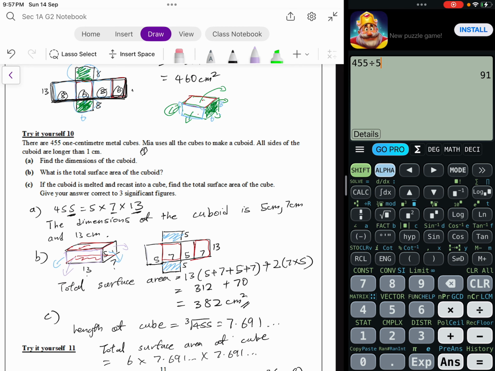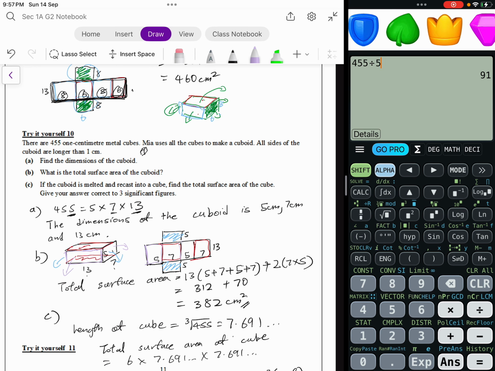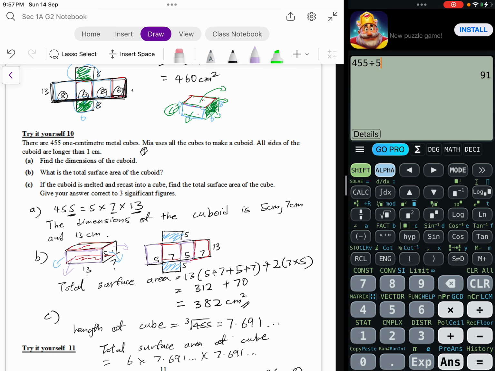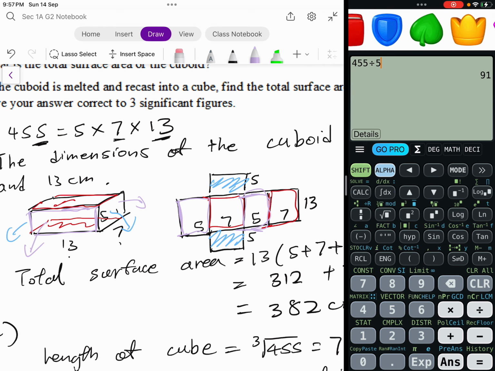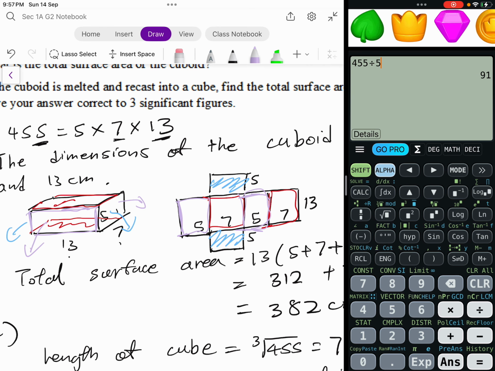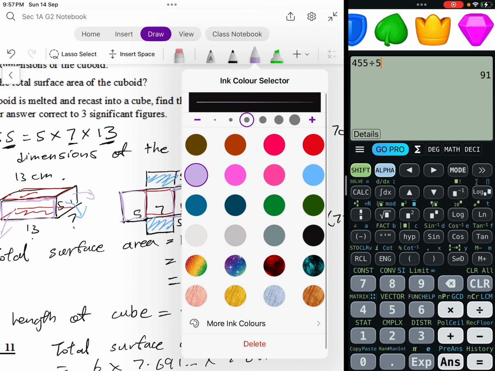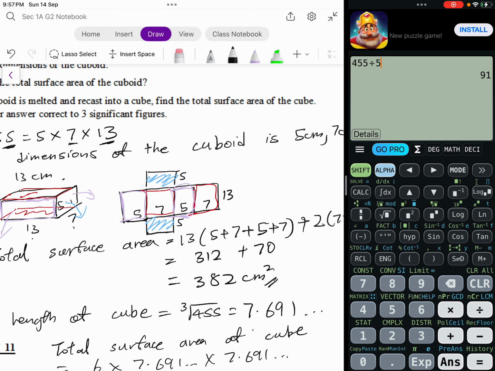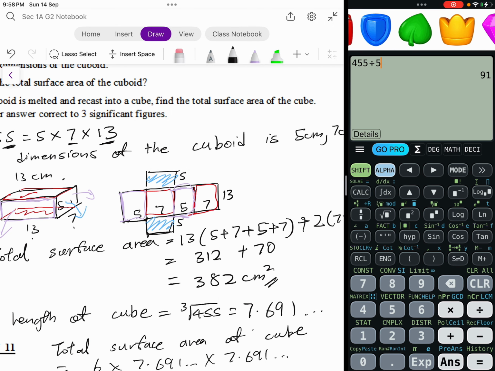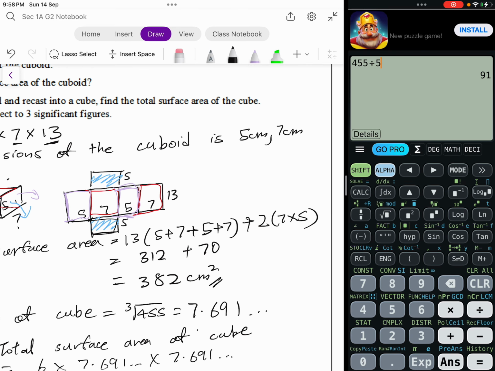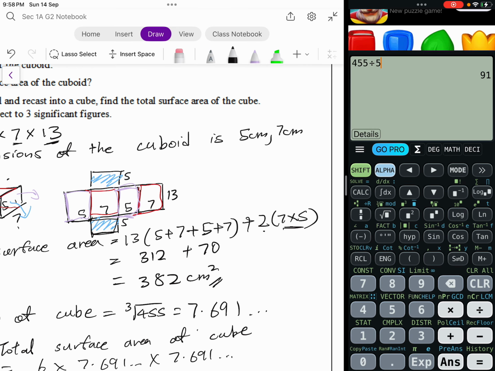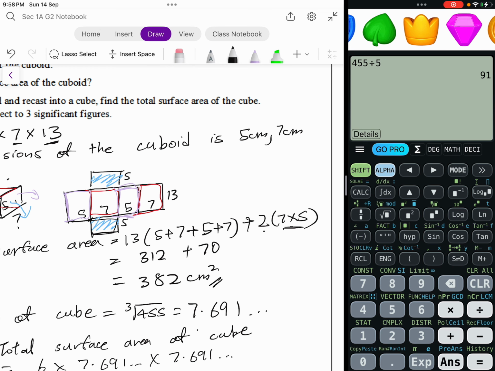Right, it's this one and this one. Okay, hopefully you're able to picture it. So if I want to find the total surface area, again, I just find the area of these sides here. I find the area of this rectangle at the side. I multiply by 2. So 7 times 5 multiply by 2. Okay, so I settle that one.